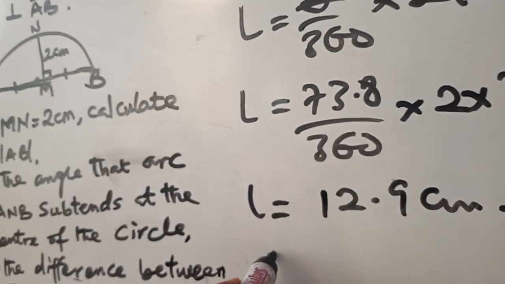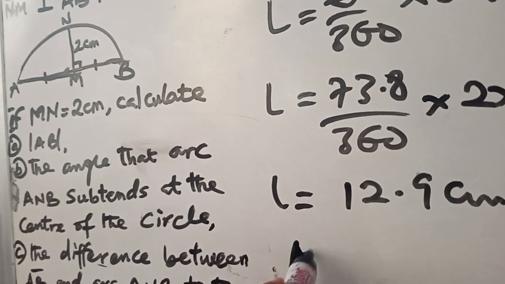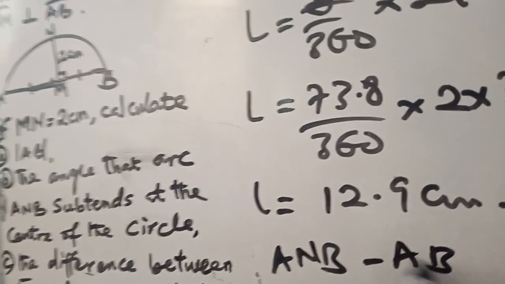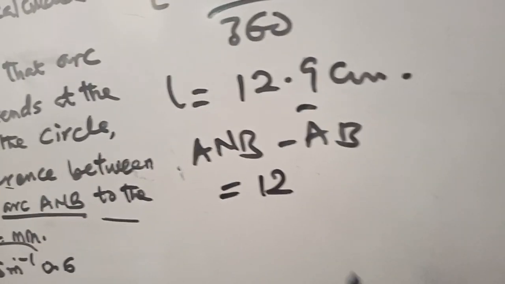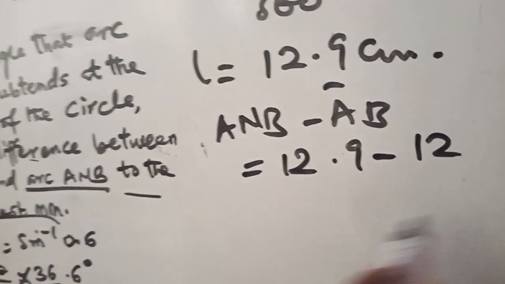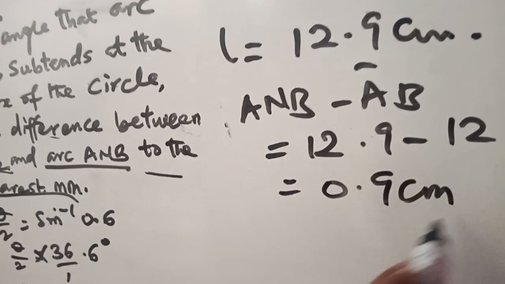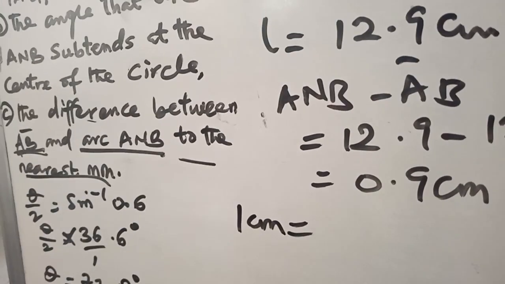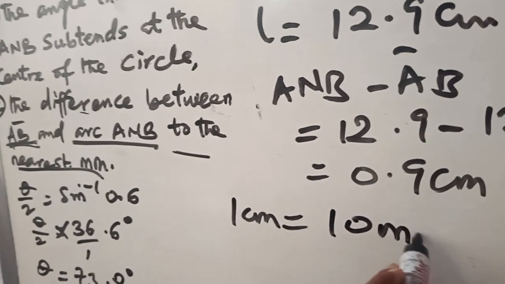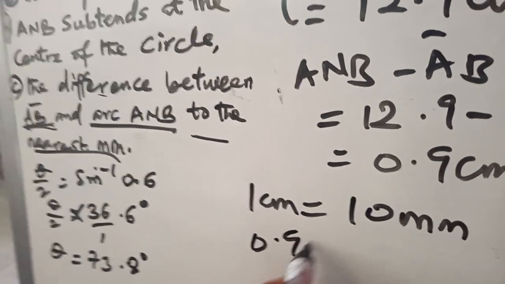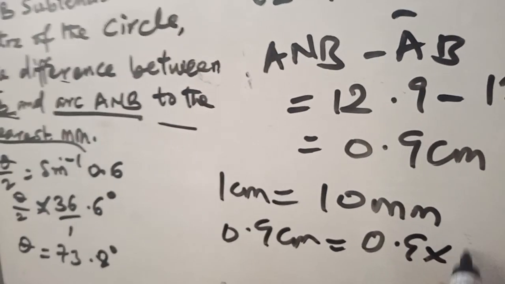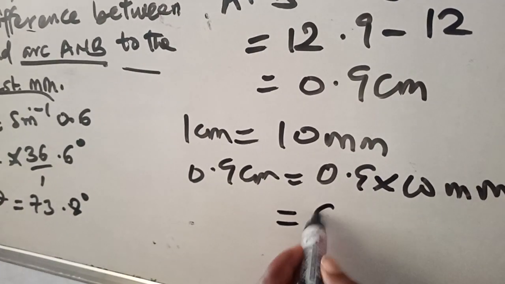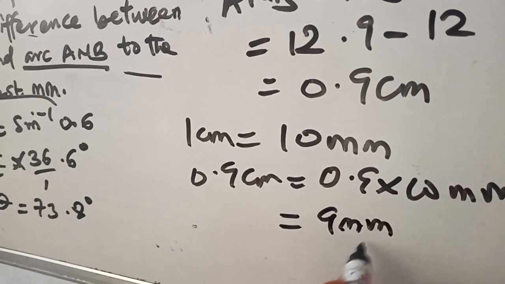So the difference now, which is the length of the arc minus AB, will be equal to 12.9 minus 12, and that will give me 0.9 centimeters. But the question says we should give our answer in mm. 1 centimeter is equal to how many mm? 10 mm. So that means 0.9 centimeter will be 0.9 times 10 millimeters. Multiplying it, we are going to have 9 millimeters to the nearest millimeter.